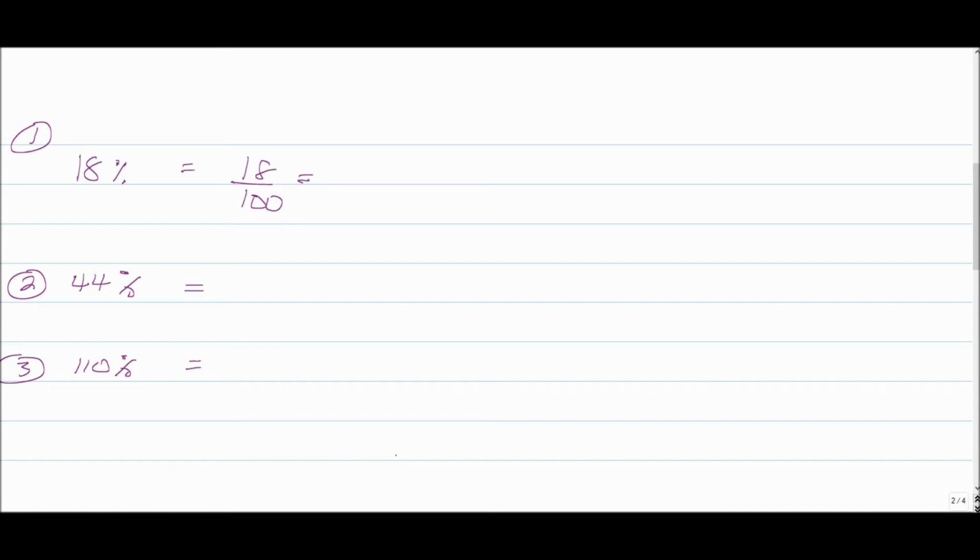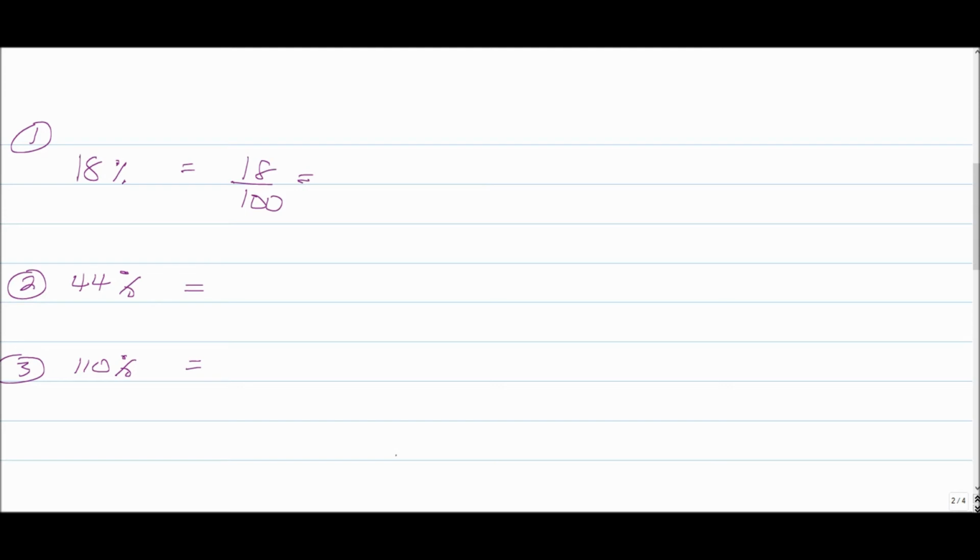Example B now, we have 7.5%. First, we need to change that mixed number to an improper fraction. So we would multiply the whole number by the denominator and add the numerator. So it would be what? 2 times 7 being 14. 14 plus 1 giving me 15 over 2.